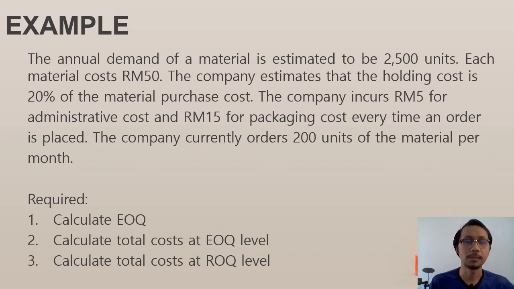First of all, you must make sure that you're highlighting the important points here. As you can see, this is the demand of the material, so this will be your D. Next, this 50 ringgit is the value of the inventory per unit. In the next line, you can find the holding cost, which is 20% of the material purchase cost. So this will be your H. And then the company incurs 5 ringgit for admin and 15 ringgit for packaging, which will be your O.